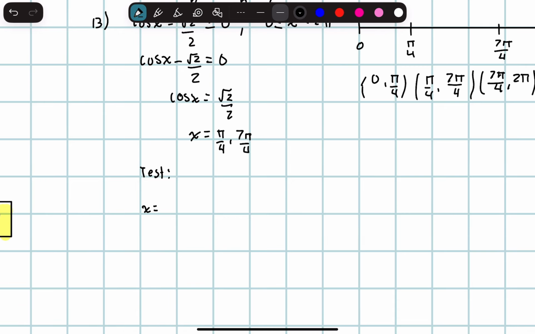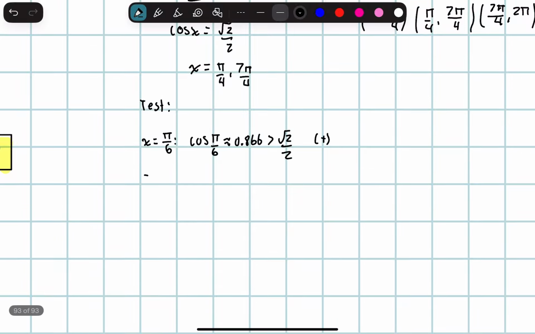Now to test, x is equal to pi over 6. Cosine of pi over 6 is approximately equal to 0.866, which is greater than root 2 over 2, making it positive. Now x is equal to pi, so cosine of pi is equal to -1, which is less than root 2 over 2. It's going to be negative.